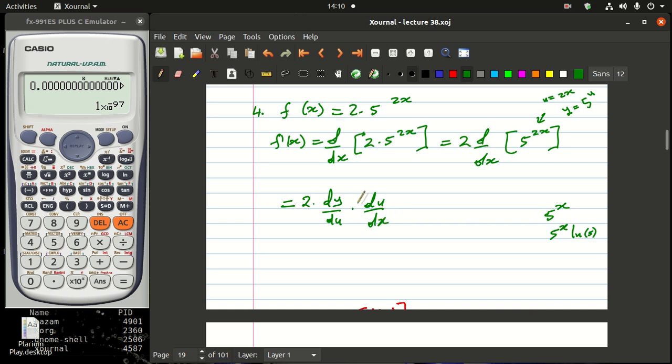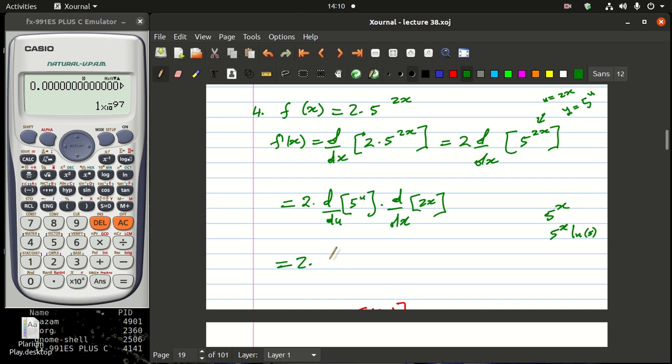And then what is my y? I am going to replace my y here. So my y now is going to be 5 raised to u times du dx, and I'm replacing my u to be what it is, 2x. Now I'm going to end up having a 2.